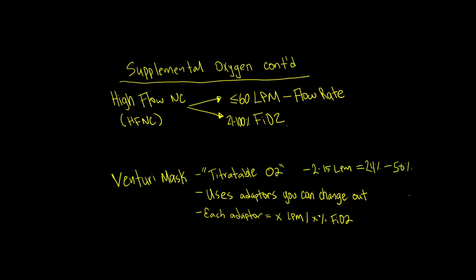The capabilities of the Venturi masks, by the way, range between 2 liters per minute up to 15 liters per minute, which gives us approximately 24% FiO2 all the way up to 50% FiO2. And remember, we use these little adapters. That's why it only goes up to 50% FiO2, even though we're giving 15 liters per minute.